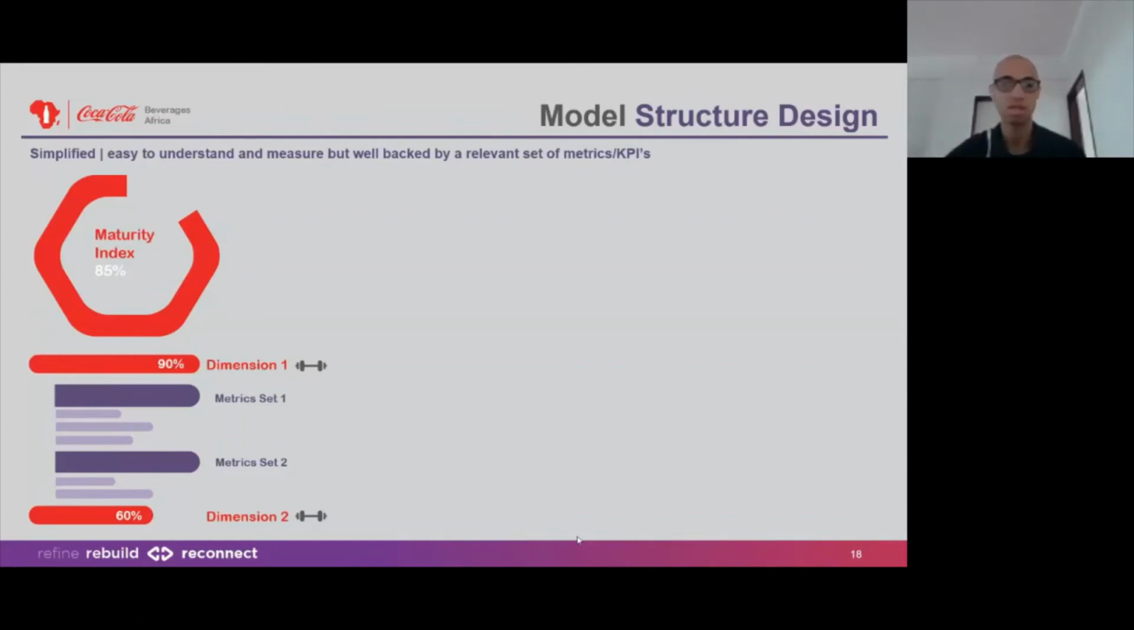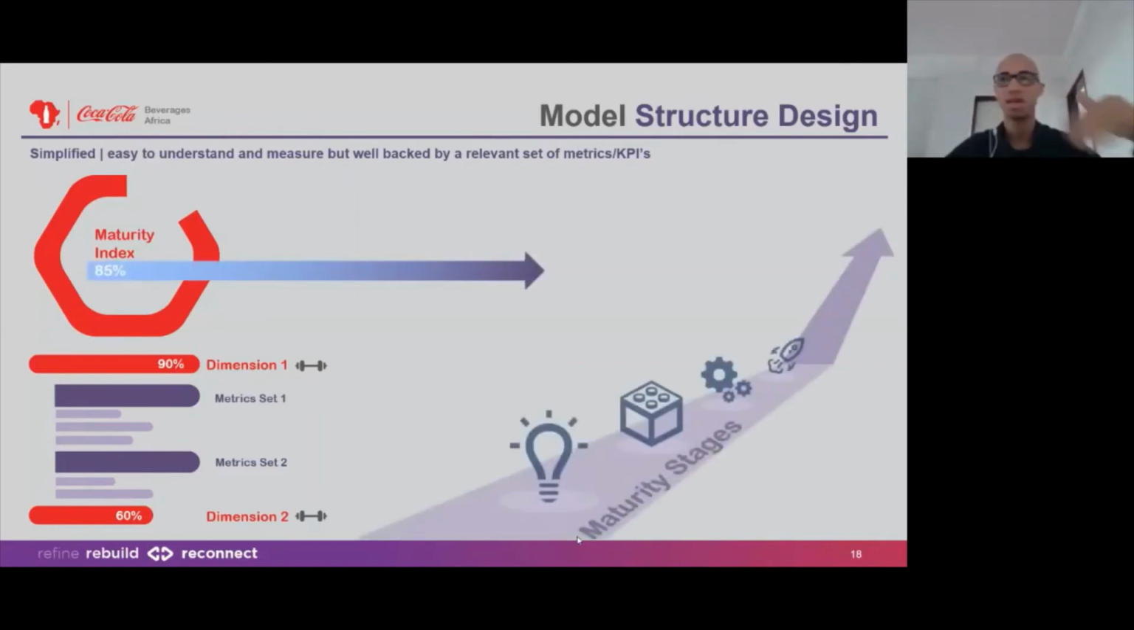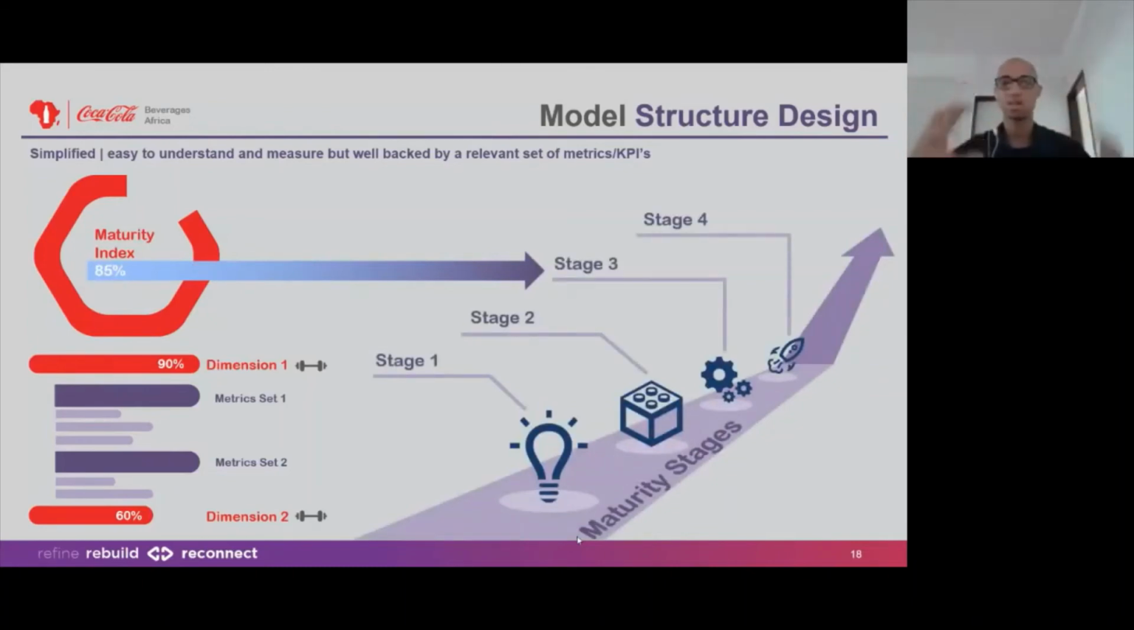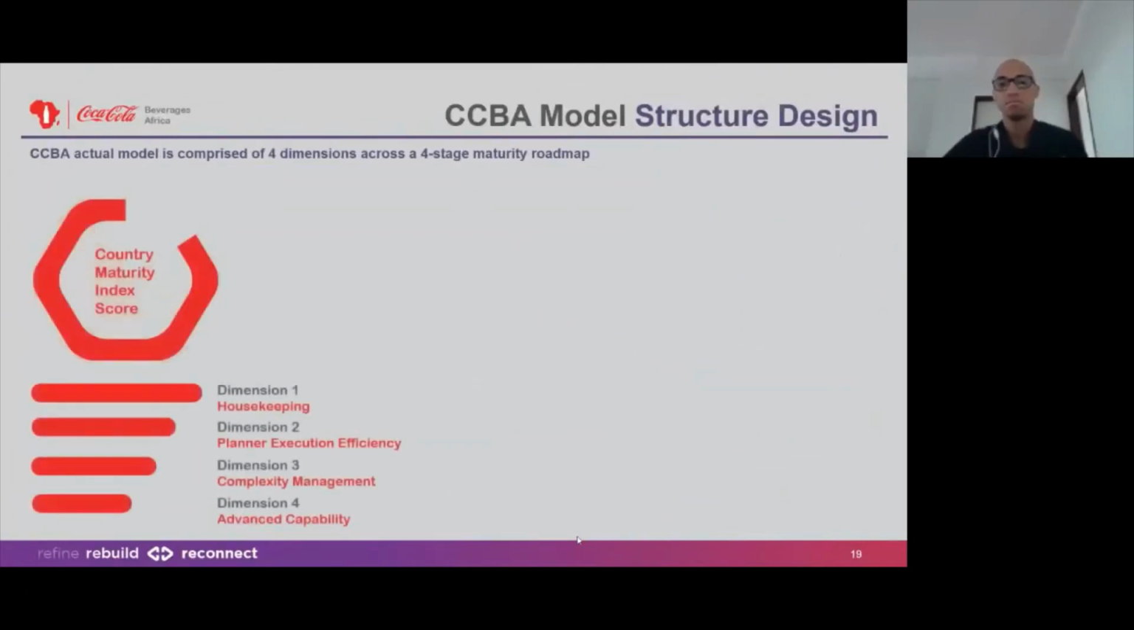Extracting that maximum gain. So as an example, we set these dimensions, we got metrics, and they would come up to a maturity index, so a big number for each country, which puts it somewhere within what we've designed to be a four-stage maturity approach. And looking at a few countries that we had, we realized there were common things among them. And so the dimensions we decided to pick are the ones on the screen.